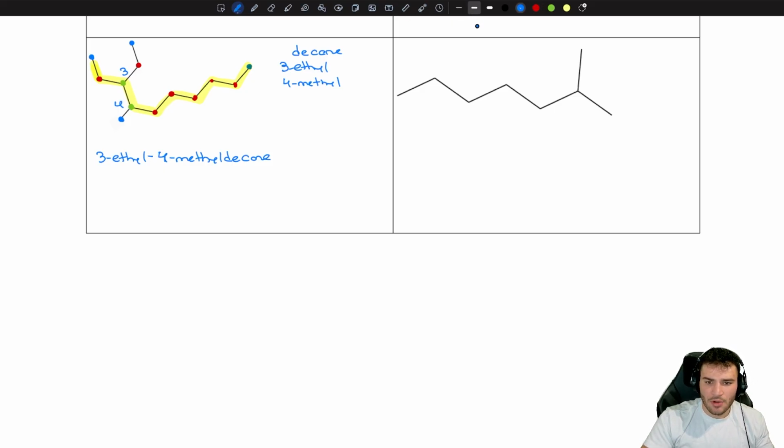Okay, and the last problem, I have a terminal carbon here, here, here. I have some secondary carbons and a tertiary carbon right over here. And let's try to find our parent chain. 1, 2, 3, 4, 5, 6, 7. That was a pretty easy one. So our parent chain name is heptane.